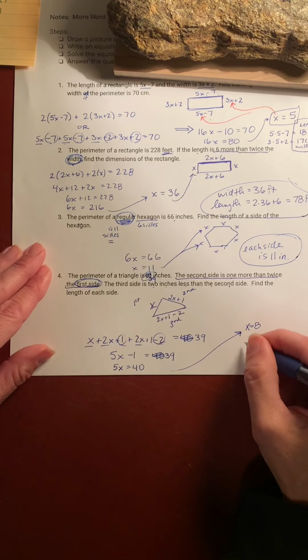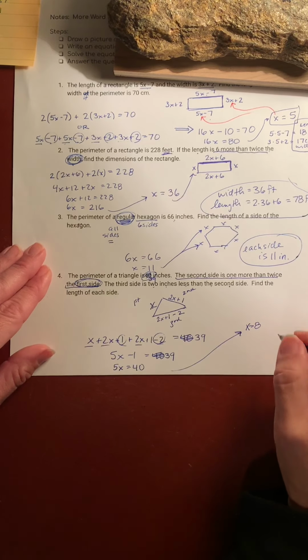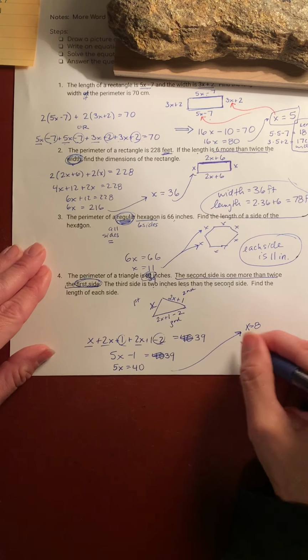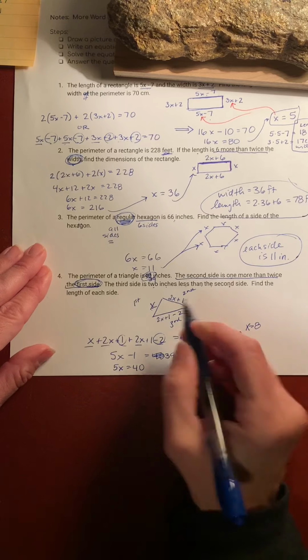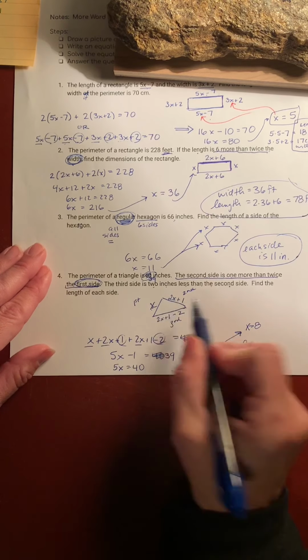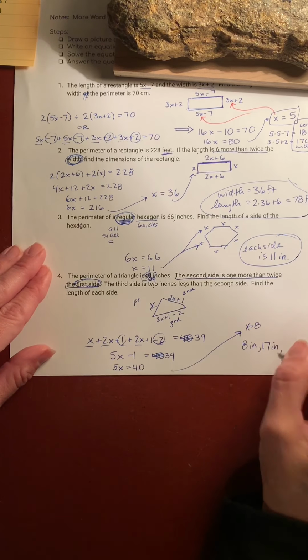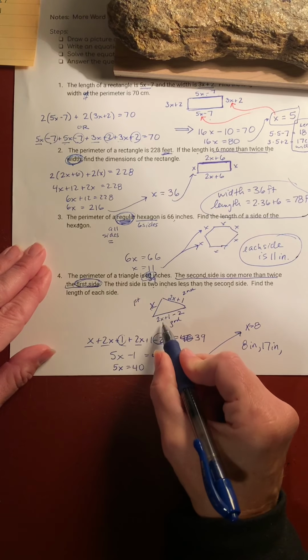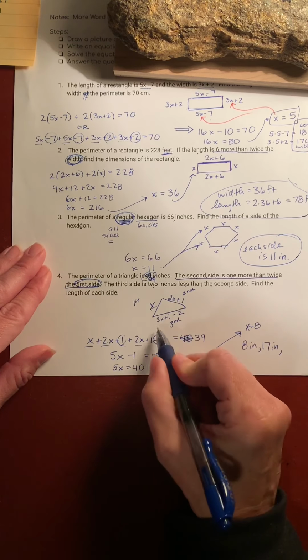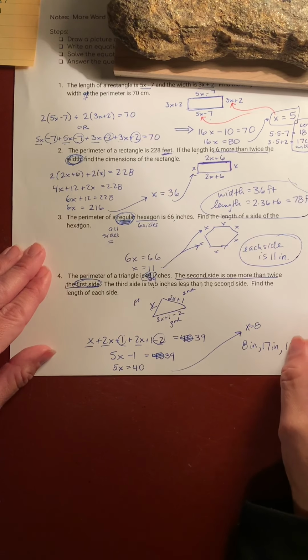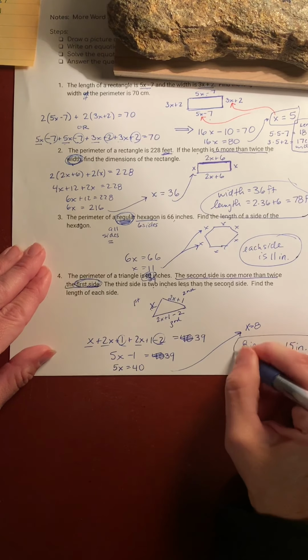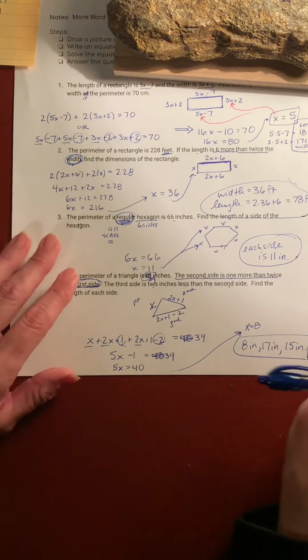So what are the dimensions? What are the lengths of each side? We've got one side that's 8 inches. We've got one side that's 2 times 8 plus 1. And we've got one side that's 2 times 8 plus 1 minus 2. So 2 times 8 is 16, plus 1 is 17, minus 2 is 15. So there's the 3 sides of our triangle.